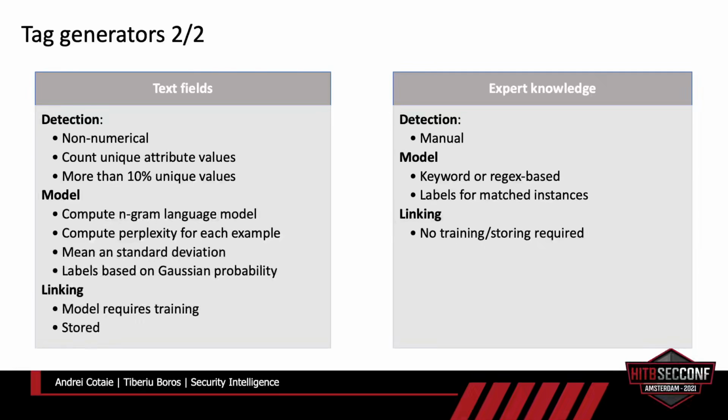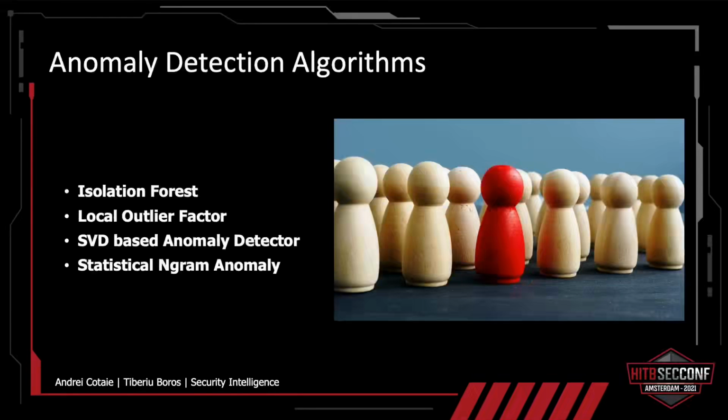OSAS provides out-of-the-box support for 4 anomaly detection algorithms. So we have isolation forest, local outlier factor, SVD-based anomaly detection, and statistical n-gram anomalies. The important thing is that we apply those anomaly detection algorithms on the labels that we generate in the previous step. They don't see the raw data. They don't look at attribute values. They just look at the tags that OSAS generates before the data is fed into those algorithms. And the first 3 are part of scikit-learn.